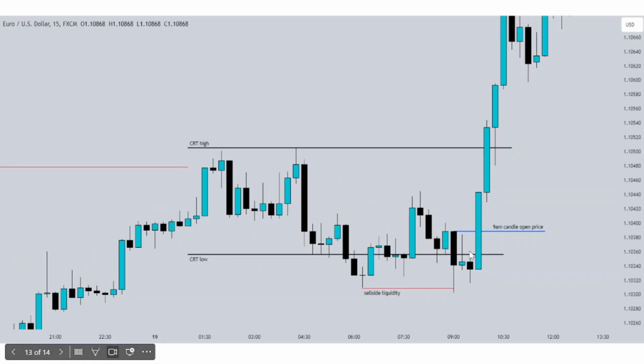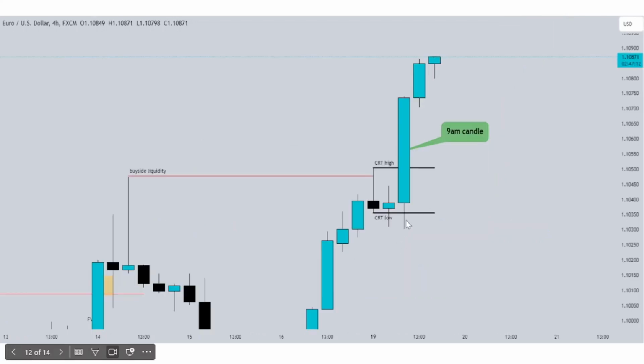Understanding the CRT model will be one of your biggest advantages, and there's a video I made on this YouTube channel. You just subscribe and go through my past videos. You will find a video where I talked about what CRT is and explained everything about CRT. Then you go through the video to understand more on CRT so that you can apply the premium and discount array with CRT to know the next 9 a.m. candle direction.